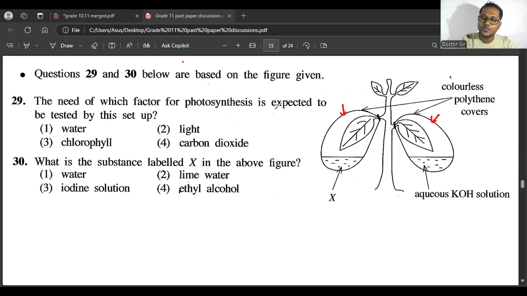So what gas are we going to control in this experiment? We are going to control the carbon dioxide. So CO2 gas is what we are going to test here.